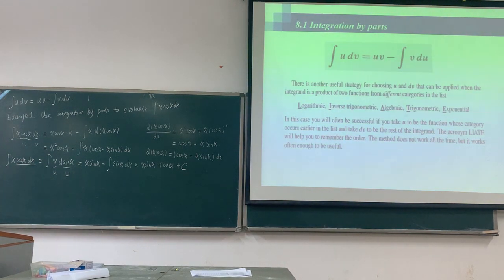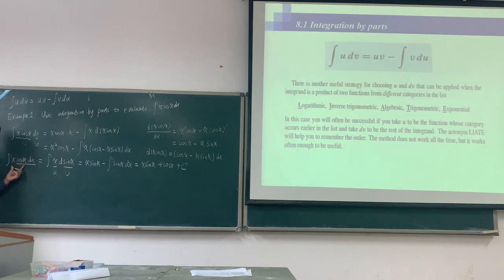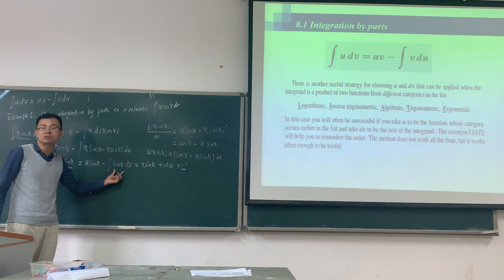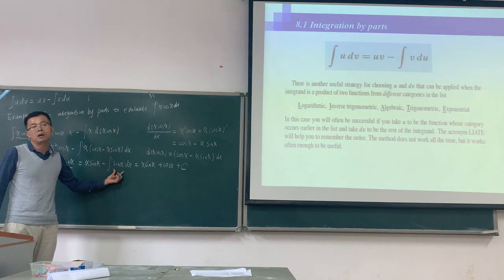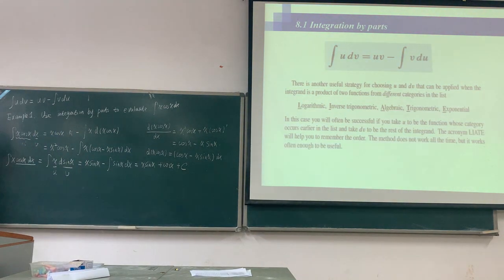So here means that if we let u equal to x and v equal to sine x, this is a good choice. Because with this choice we can transfer the antiderivative of a complicated function to an antiderivative of an easy function.